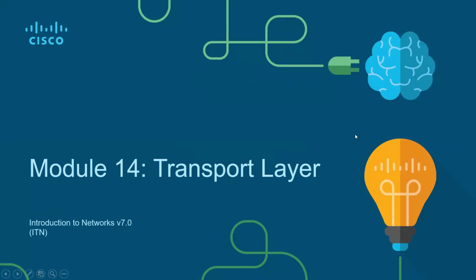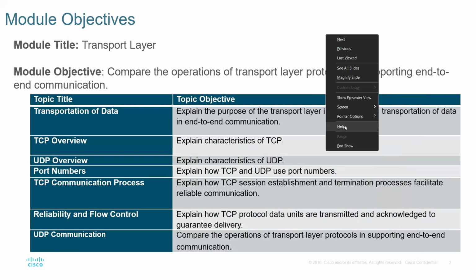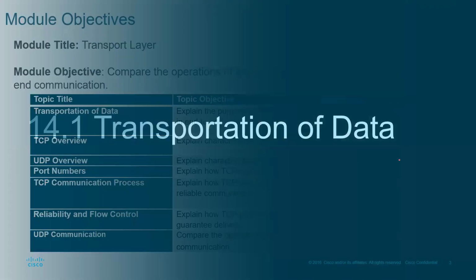Okay. Transport layer is the fourth layer in the OSI model. We're going to be explaining the purpose of this transport layer and managing the transportation of data end to end. We're going to look at the two major protocols that run on it: TCP and UDP. We're also going to look at the concept of port numbers, and then the communication process, reliability and flow control, then UDP communication.